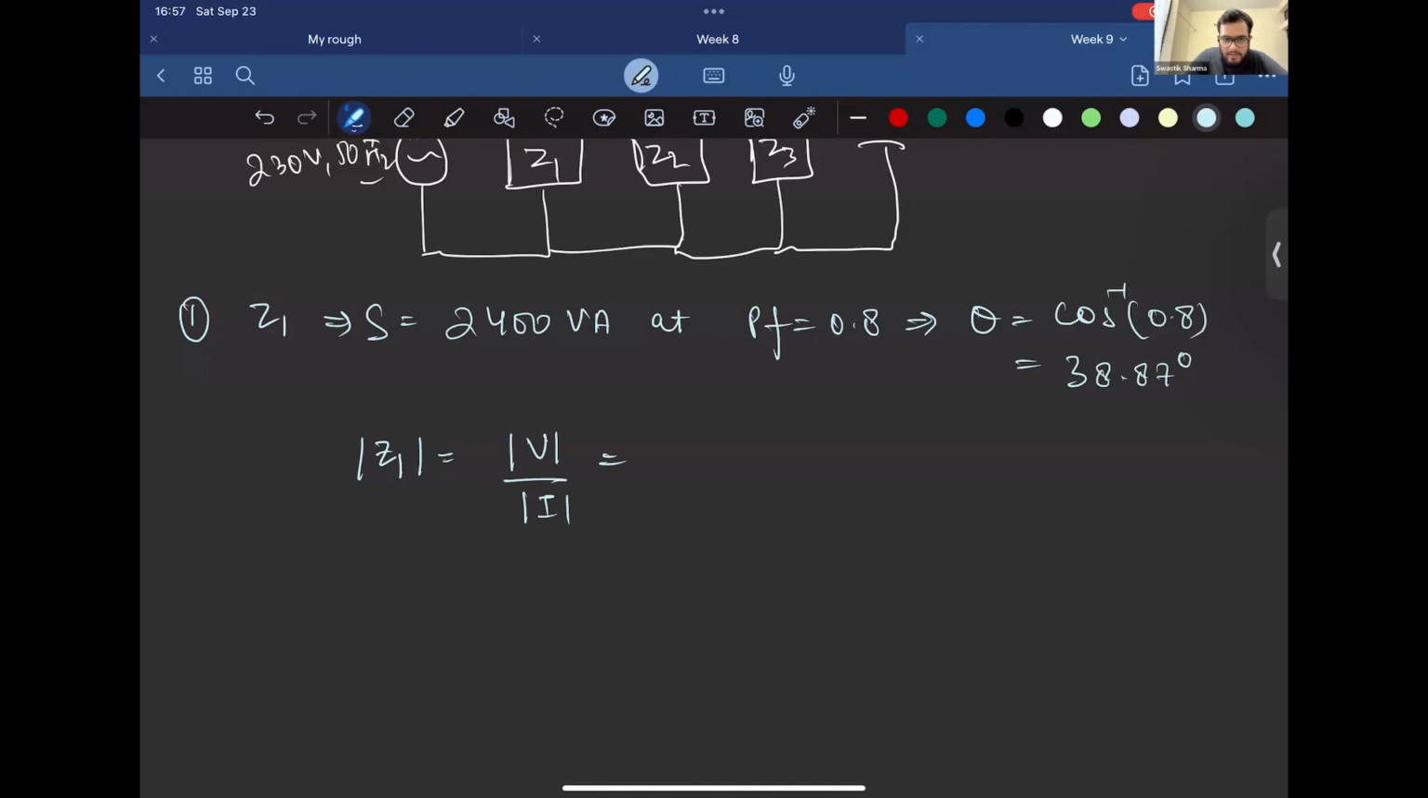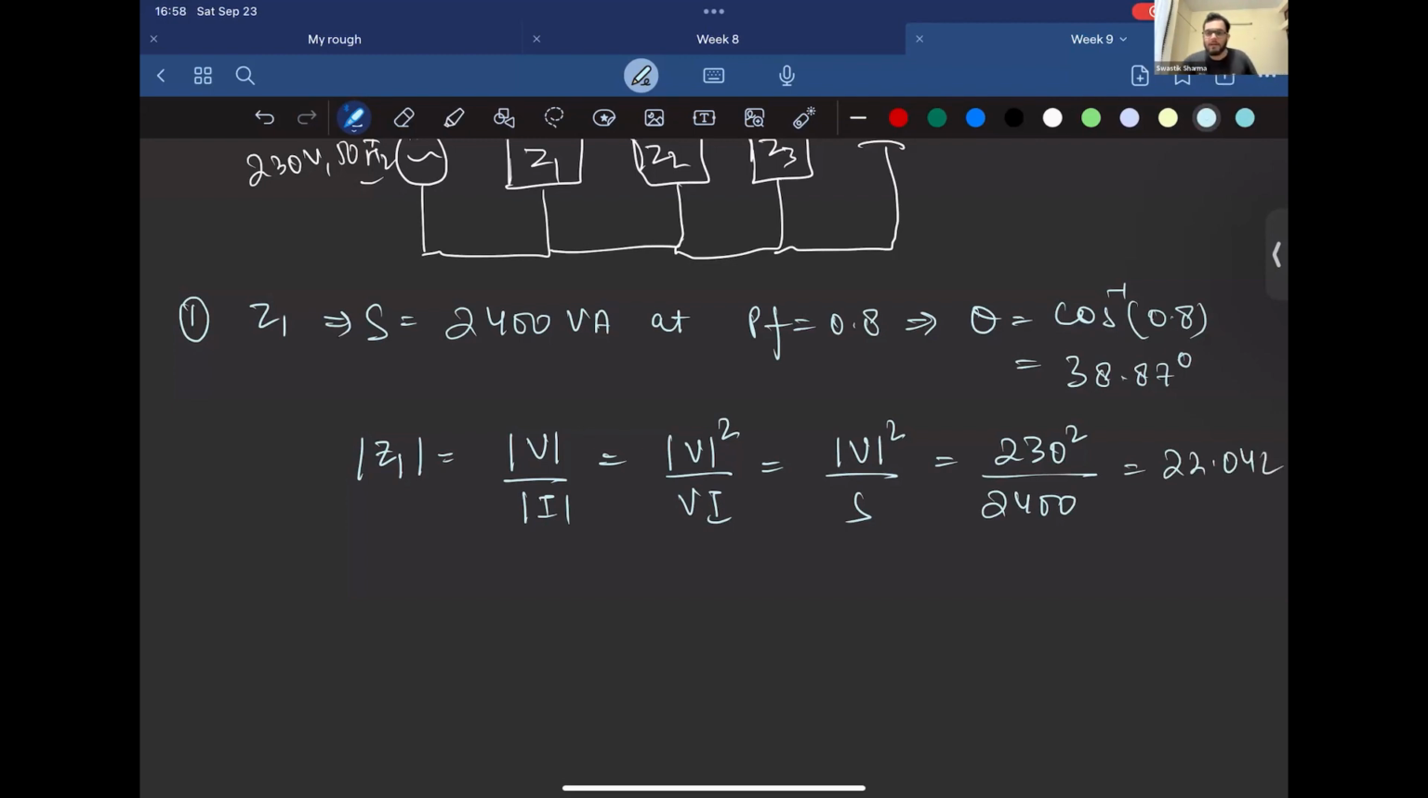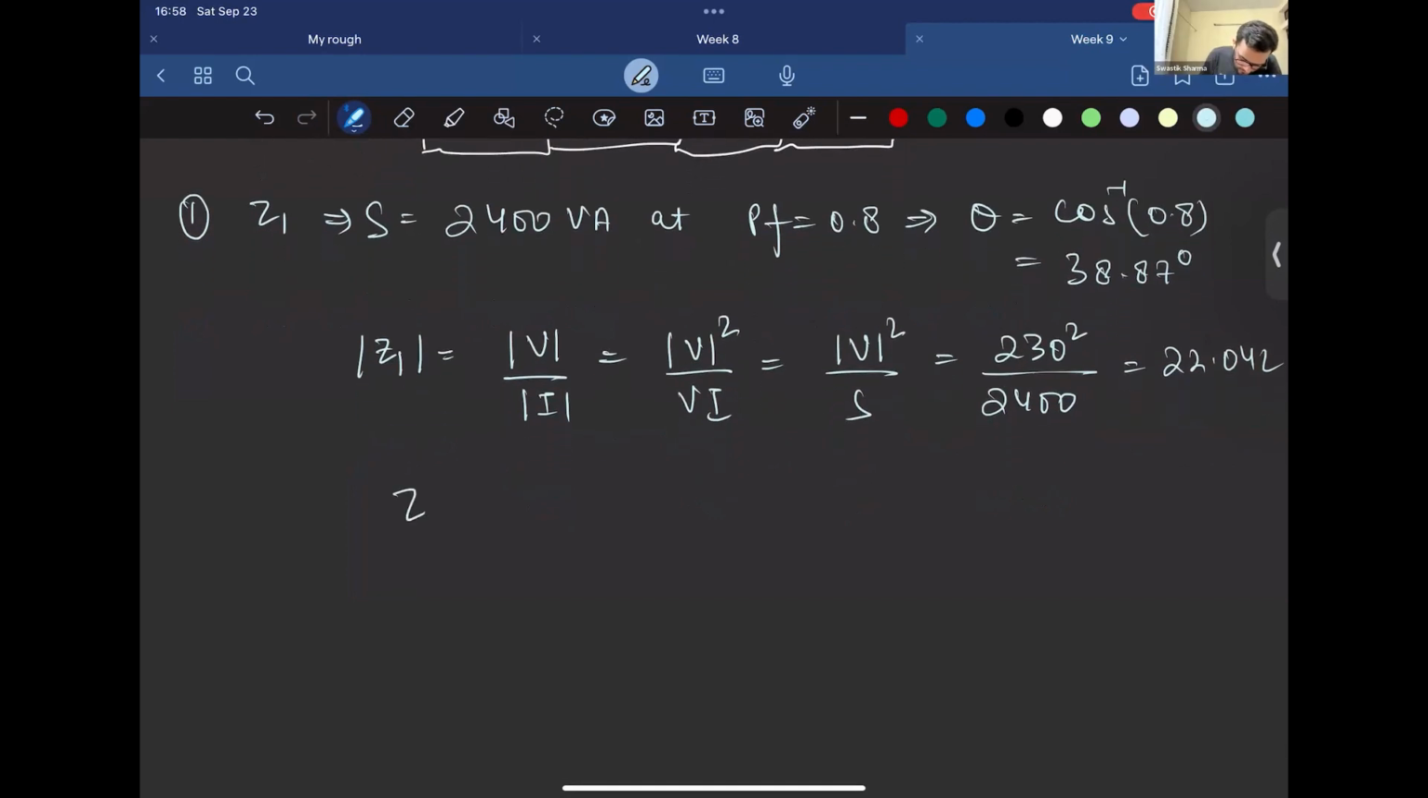So Z is V upon I. Multiply V in both numerator and denominator, you'll get V square upon VI, which is nothing but V square by S. So that means 230 squared divided by 2400. Let's find out its value. It came to be 22.042. You can do it through the power triangle as well, but it's more convenient to write it like this so that you can derive the formulas on the go.